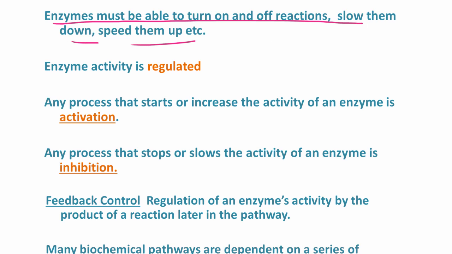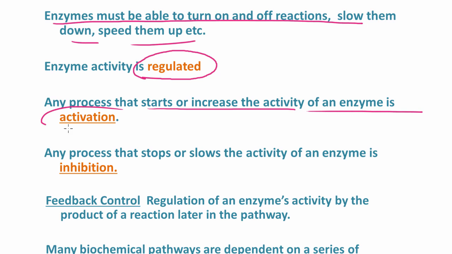Okay, what does the body need? How does this work? Well, the activity of an enzyme is regulated. So let's do some definitions here. Any process that starts or increases the activity of an enzyme is activation. That makes sense. Activate the enzyme. That means you're going to increase the activity of the enzyme. A process that stops or slows the activity of an enzyme is inhibition. So we inhibit the enzyme.